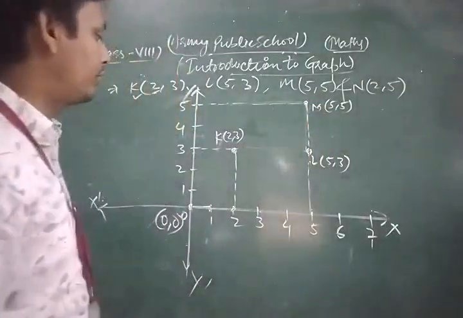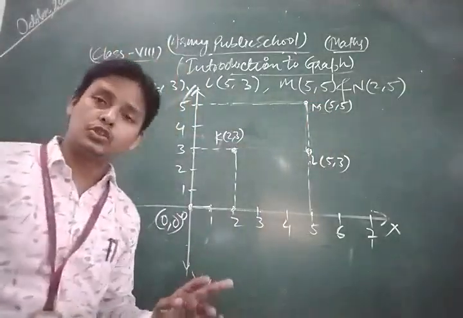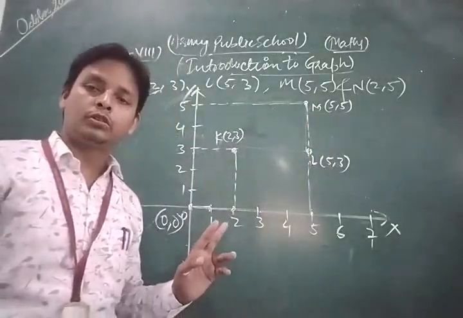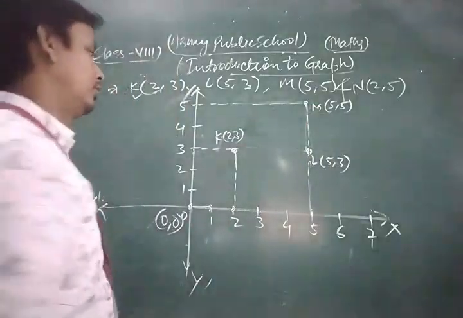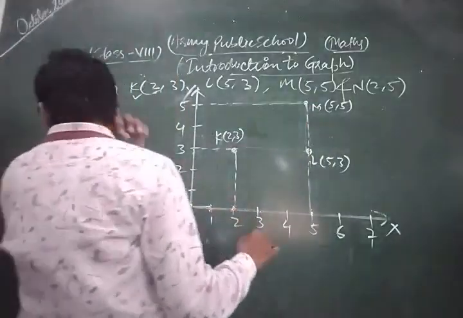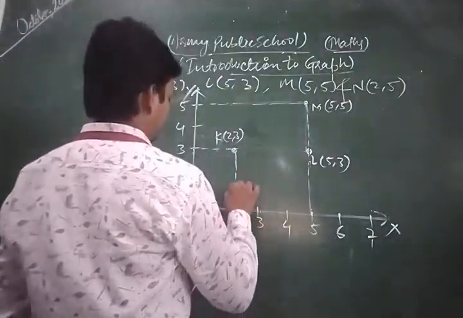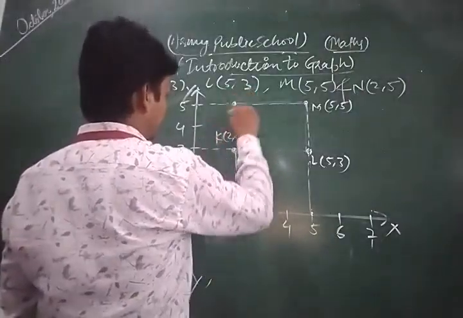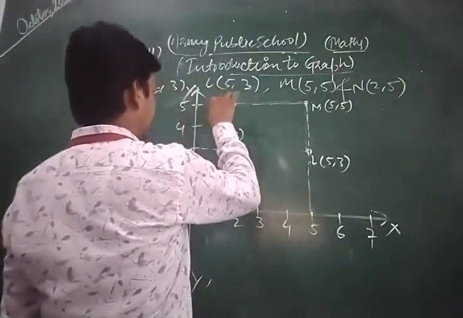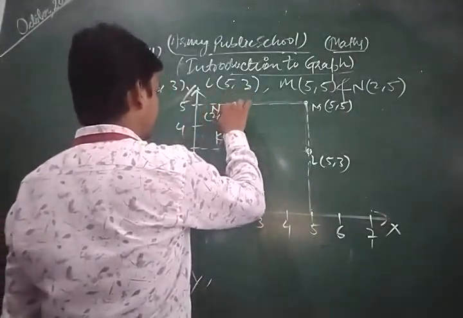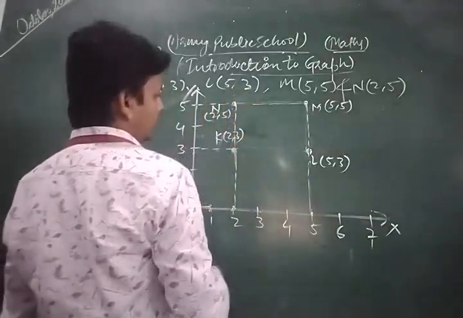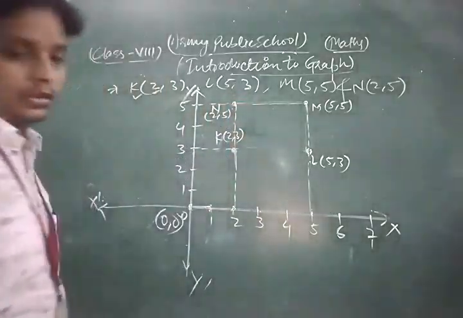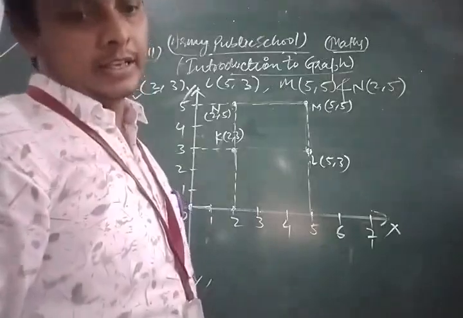Now (2, 5). So the abscissa is 2 and the ordinate is 5. So now look, 1 2 and 5: 1 2 3 4 5 here. So this is N. This is (2, 5). Now verify if they lie on a line.